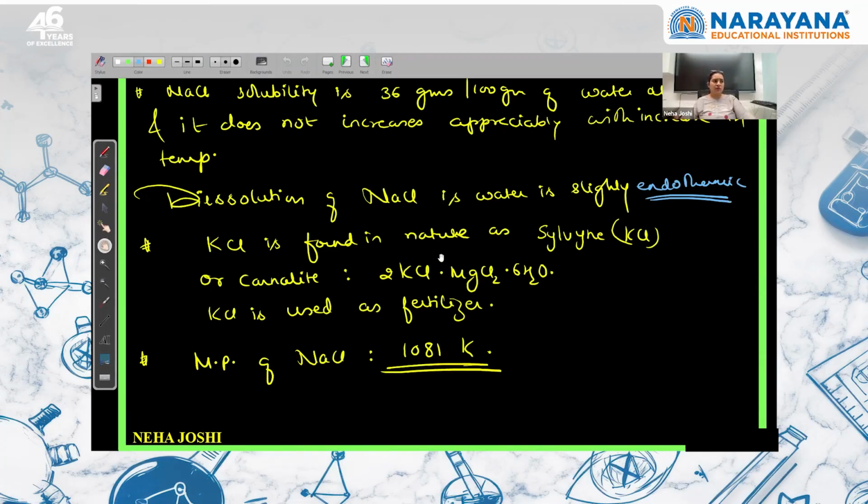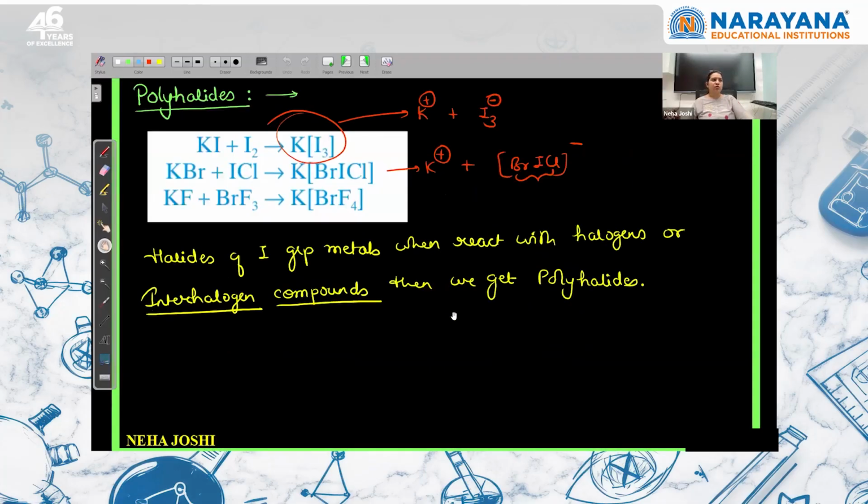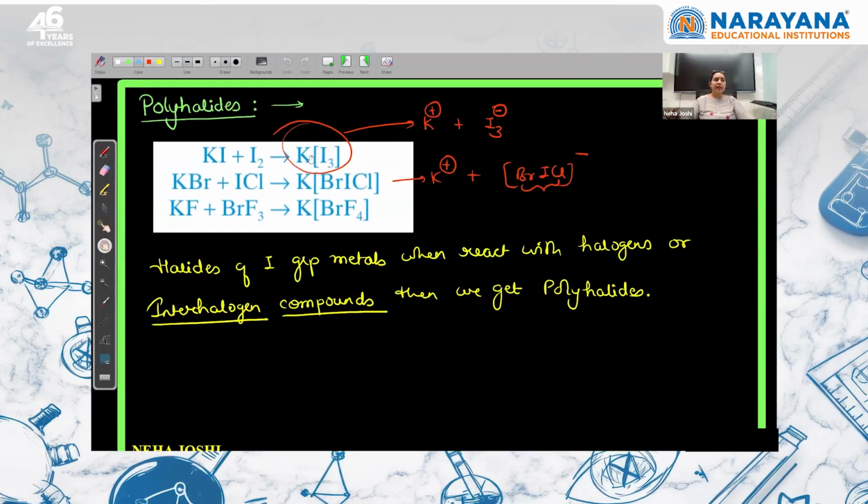Now, these are the general formulas. NaCl does not have water of crystallization, but LiCl has 2 H2O. Okay, that will be there. Reaction with acid, they are all highly electropositive metals. So with any form of protic acid, they will release hydrogen forming respective salts. They can also form polyhalides, like KI3 is very famous. Others are like this. Now, these halides of first group metals, when they react with halogen or interhalogen, can form polyhalides. Okay.